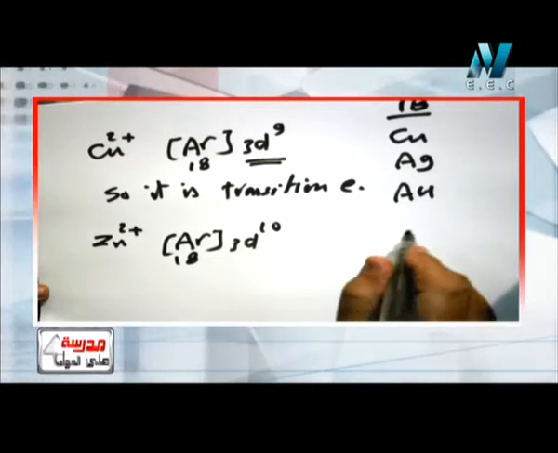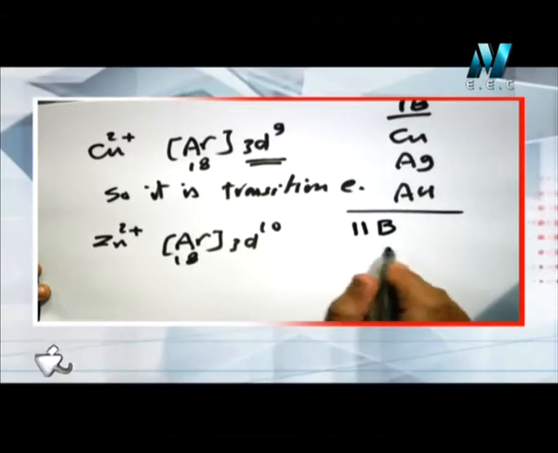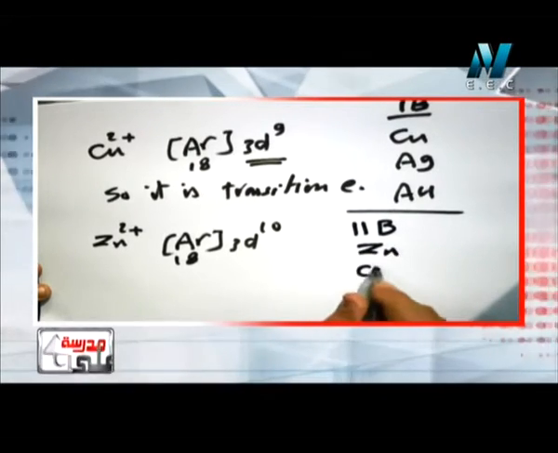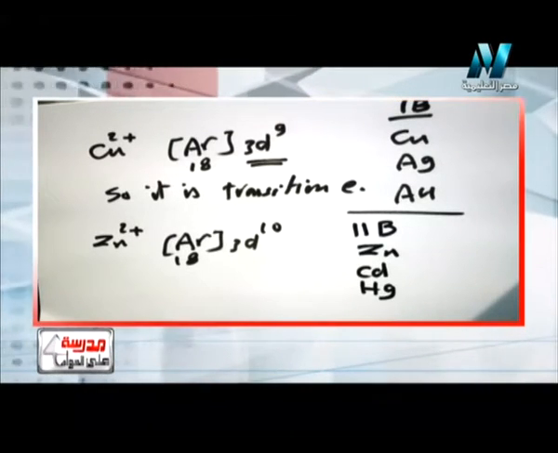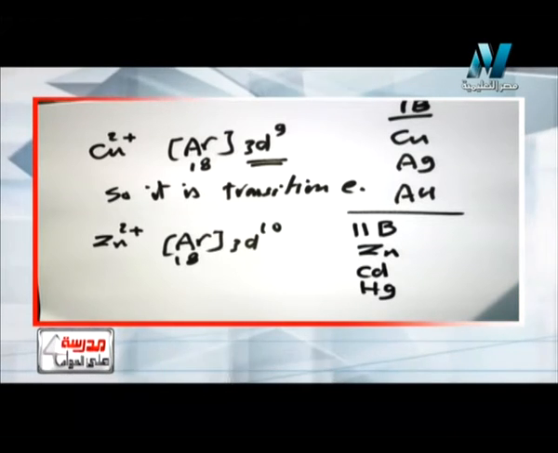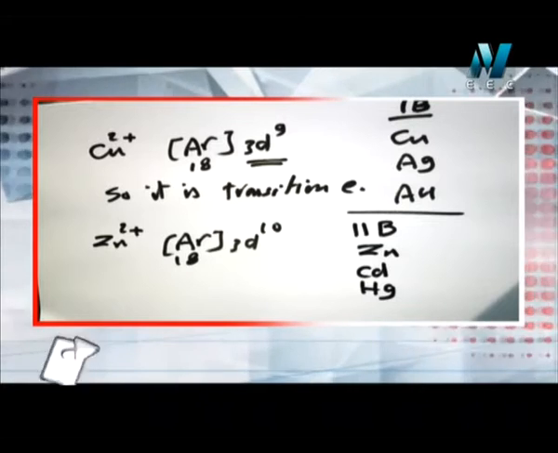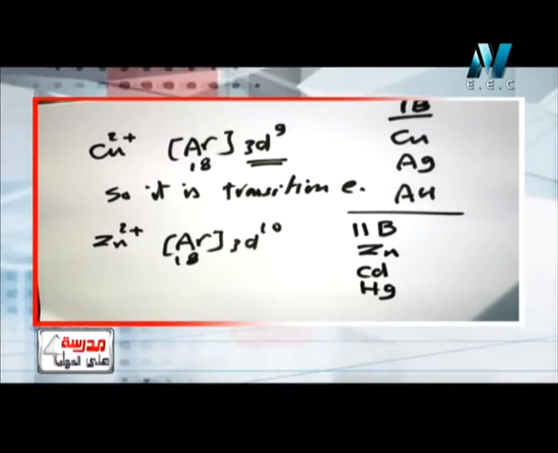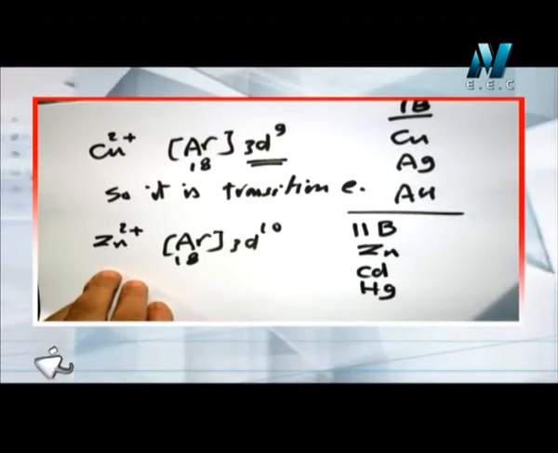While group 2B, zinc, cadmium, and mercury, they are completely filled. Sublevel D has 10 electrons in all states, in the free state and in all their compounds. So zinc, cadmium, mercury of group 2B are considered not transition elements. Actually, that was our next question, but thank you for answering in advance.